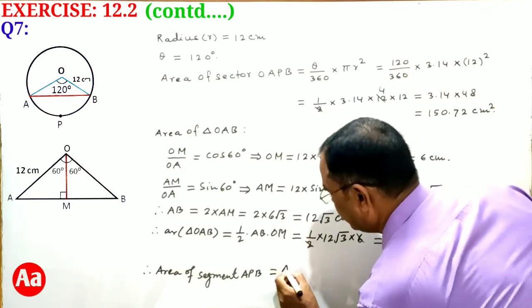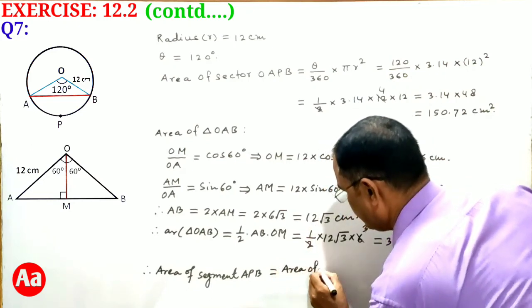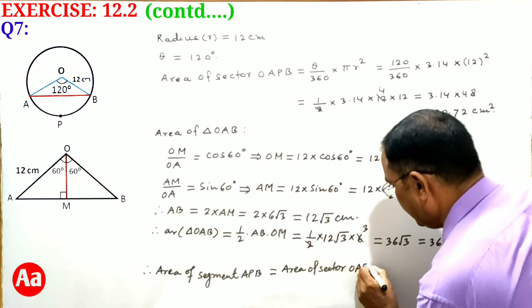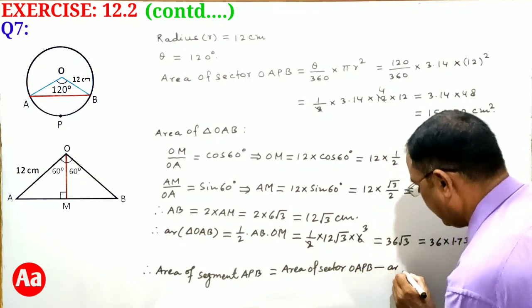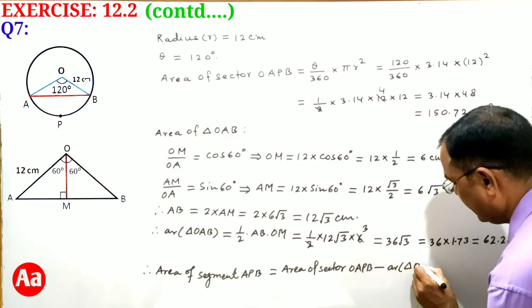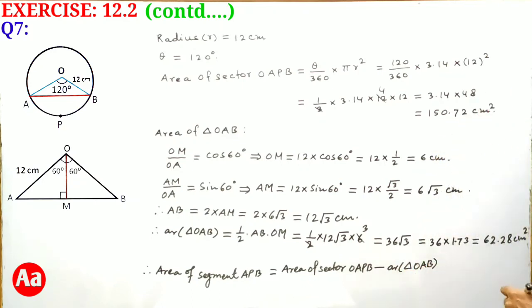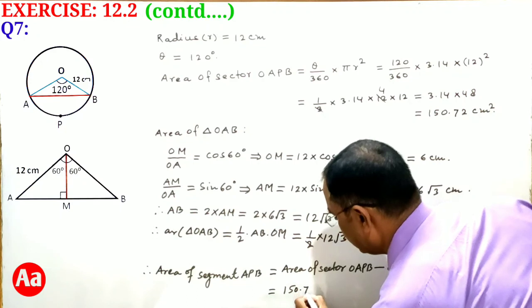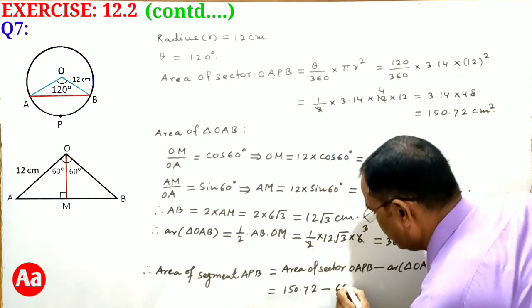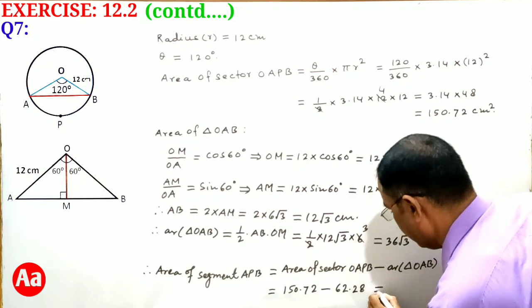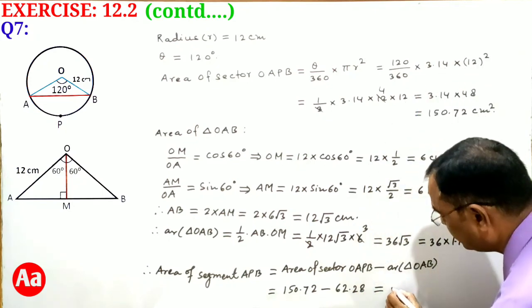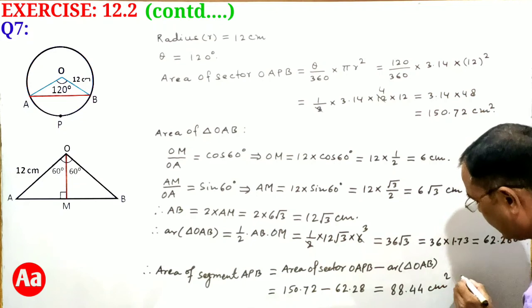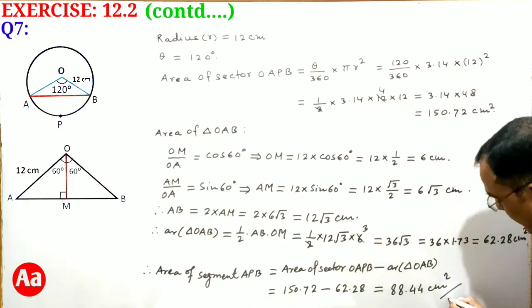This is area of sector OAPB minus area of triangle OAB, and this is equal to 150.72 minus 62.28, which is equal to 88.44 centimeter square, and this is the answer.